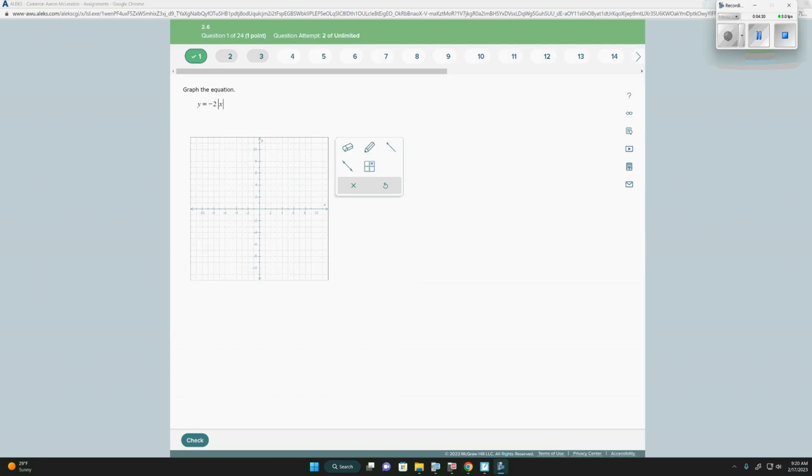Now there is one thing I did want to look at, and that's graphing some of these here. So the graph of y equals negative 2 absolute value of x. There's different things we can do. One of them would be plotting points and going from there.